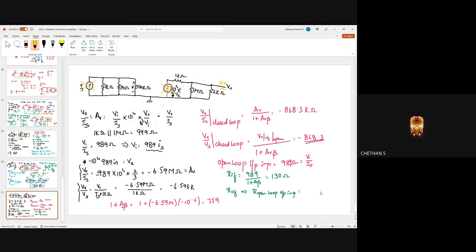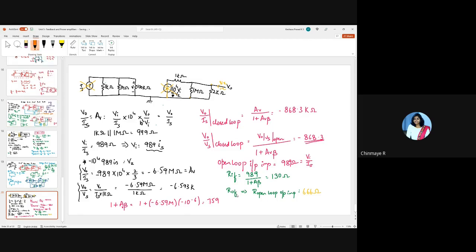666 ohms. So that is nothing but you can see here. From this point 2K is going to ground. From the same point 1 mega ohm is going to ground. From the same point 1 kilo ohm is also going to ground. So therefore all these three resistances are coming in parallel. So therefore that will be 666 ohms. Okay. That will be the open loop output impedance.